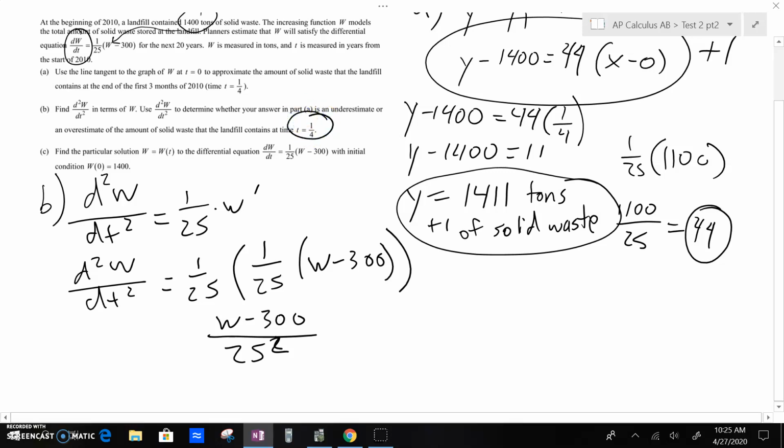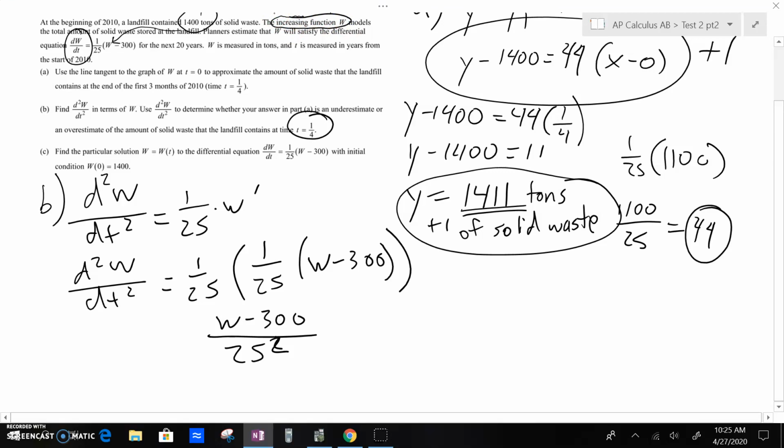Again, what I like about this is they're making you jockey back and forth, not just between units, but between measurements. If you plug a 1/4 in here, which would be a common error, that W is not time. That is amount of solid waste, which at 1/4, if we want to know if we've got an over or under estimate, we're plugging in the actual 1400-ish number. So again, regardless of what the values are, we know that W is going up. It's an increasing function, which actually now all of a sudden makes sense why that's there.